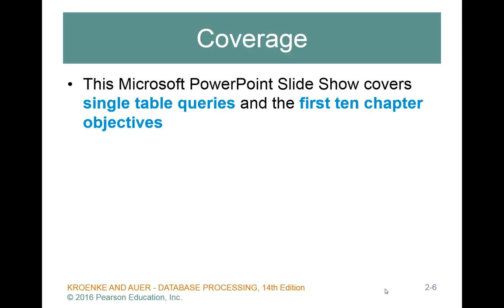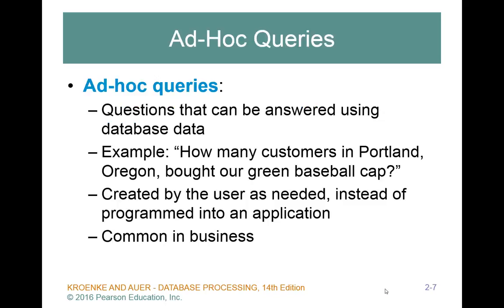The book first starts out, Chapter 2 first starts talking about ad hoc queries. Ad hoc queries are what we use to answer questions using the database data that we've already collected. For example, the example they give here is how many customers in Portland, Oregon bought our green baseball cap. Obviously we would need to create some type of query to query our database to retrieve this information.